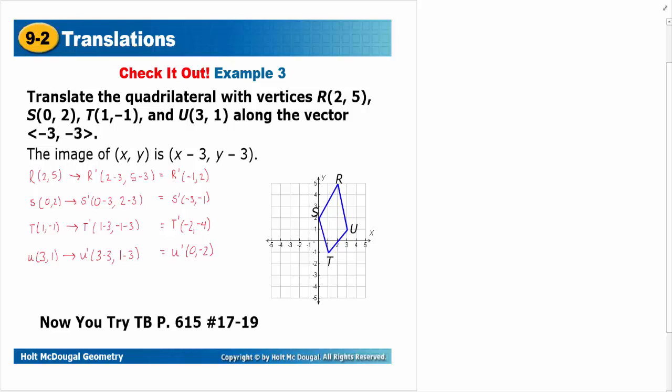So we have negative 1, 2. That's going to be R prime. I have S prime at negative 3, negative 1. I have T prime at negative 2, negative 4. And I have U prime at 0, negative 2.